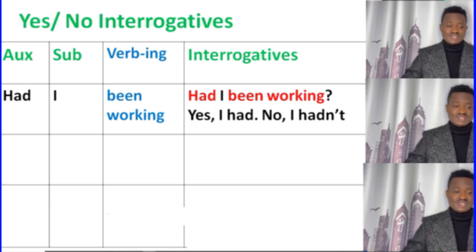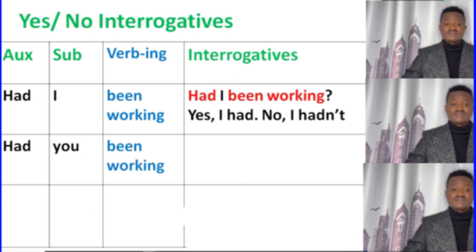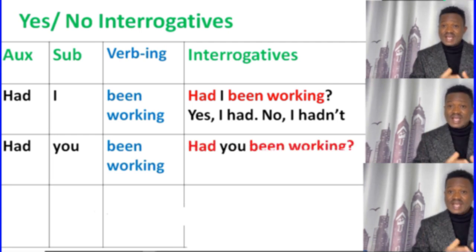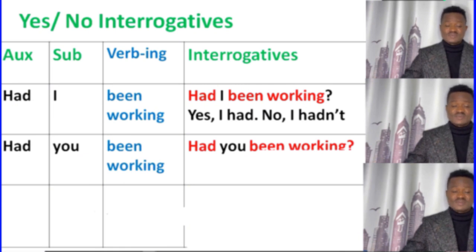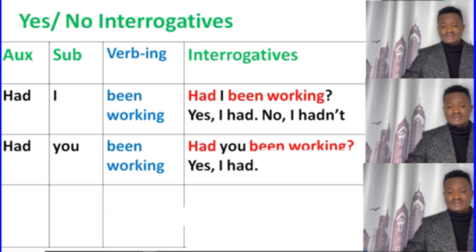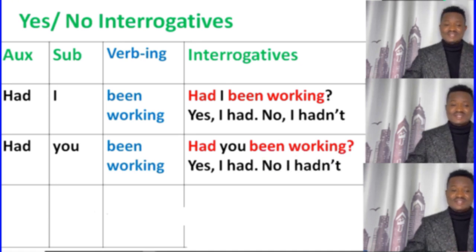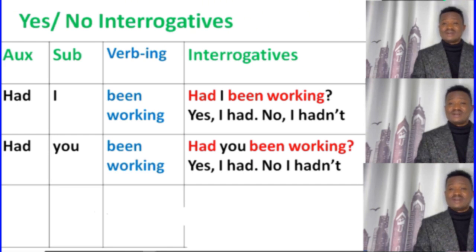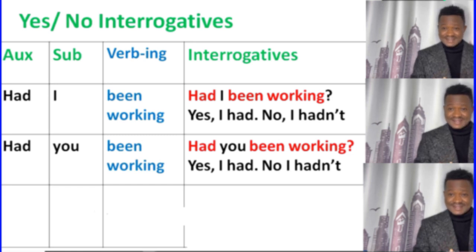Let's go to the second person pronoun. So, had you, that's the second person pronoun. Verb ing, be walking. So now the interrogative form is going to be what? Had you be walking? The response is going to be what? Yes, I had. No, I hadn't. So the response is just the same, because for the first person pronoun and the second person pronoun, the response is the same. Had I been walking? Yes, I had. No, I hadn't. Had you been walking? Yes, I had. No, I hadn't.